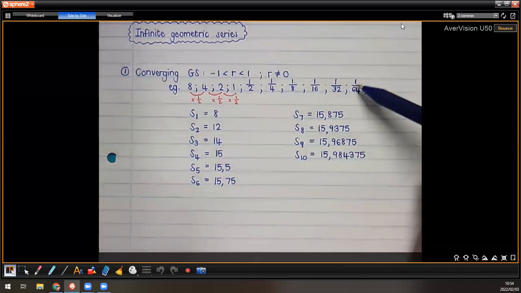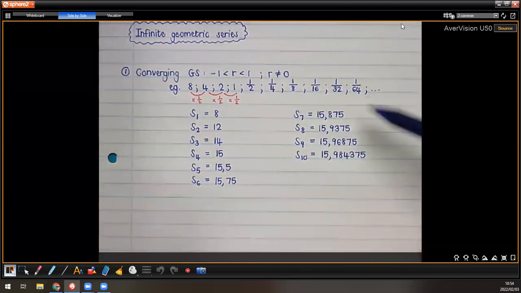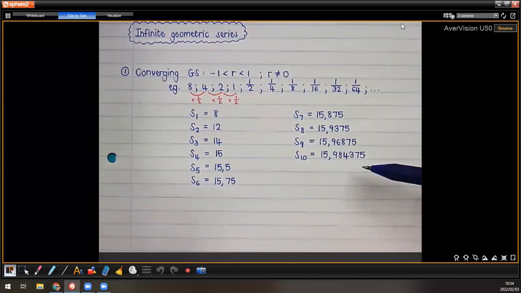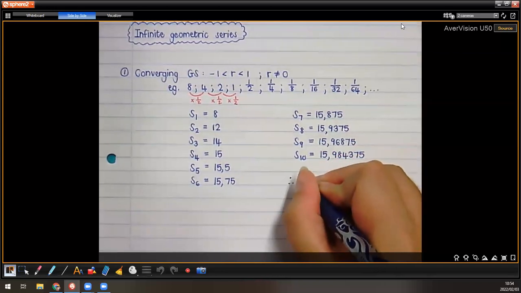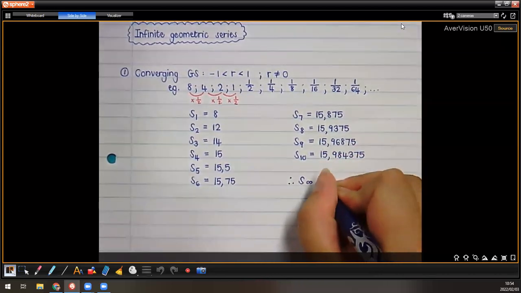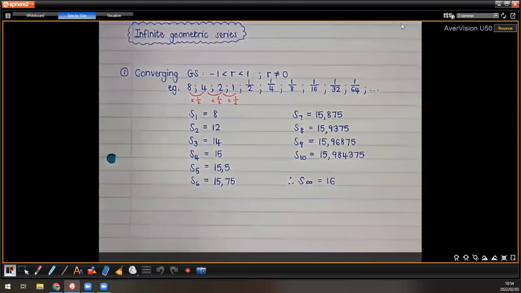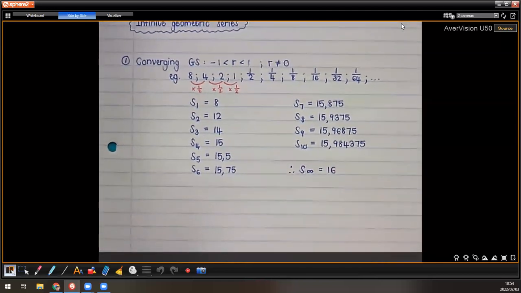Now, guys, if you add 1/128, you're still not going to get to 16. And if you then add 1/256, if you keep halving the terms that you're adding, you're still not going to get to 16, but you're going to get closer and closer to 16. All right, so we say that in this case, the sum to infinity will be equal to 16. And that is the new concept that we're talking about.